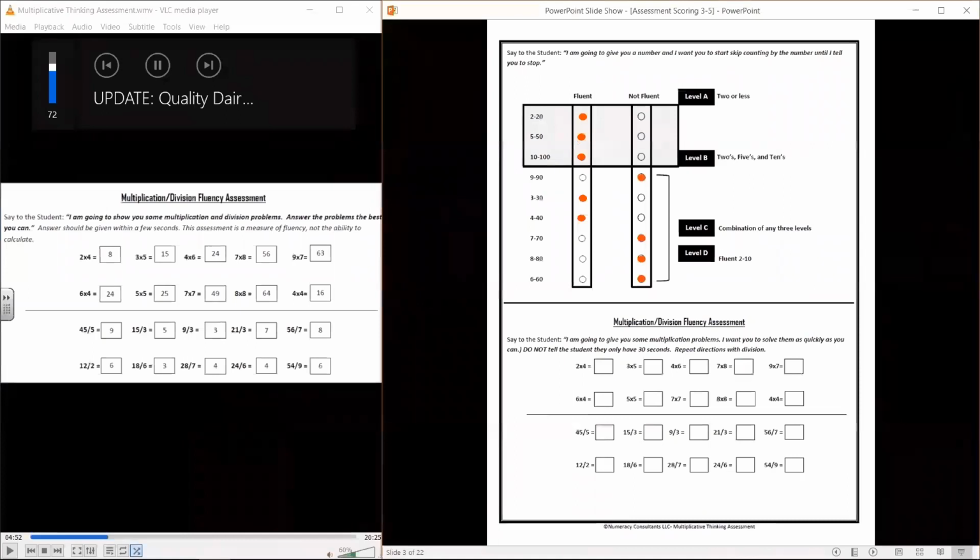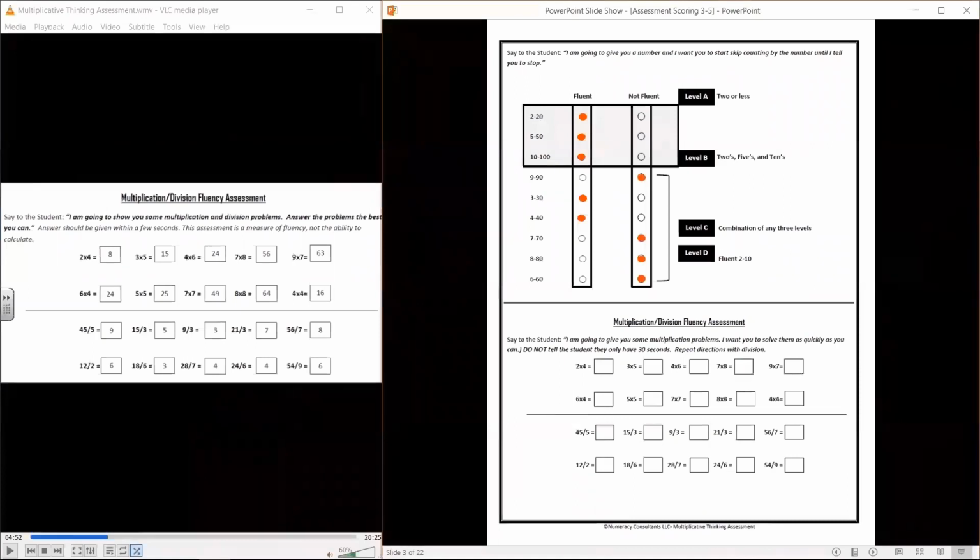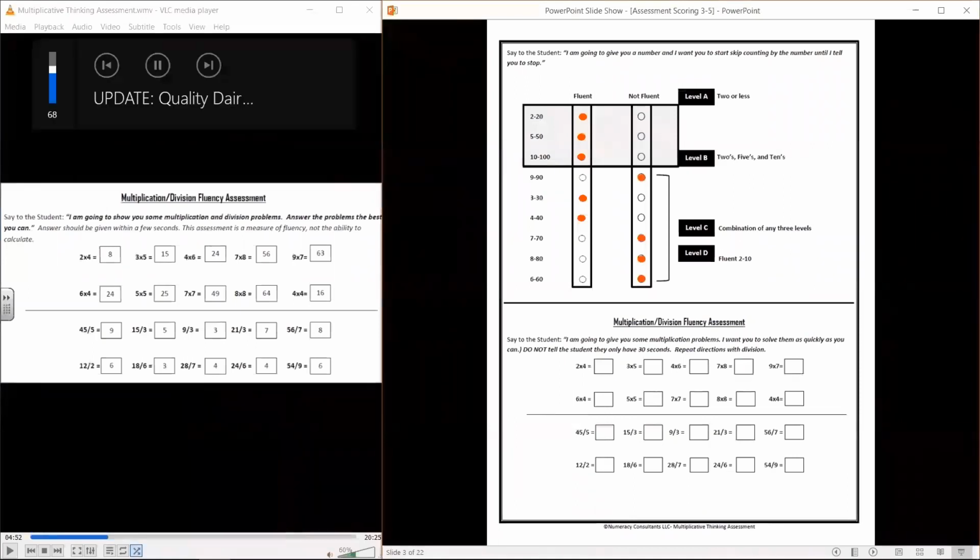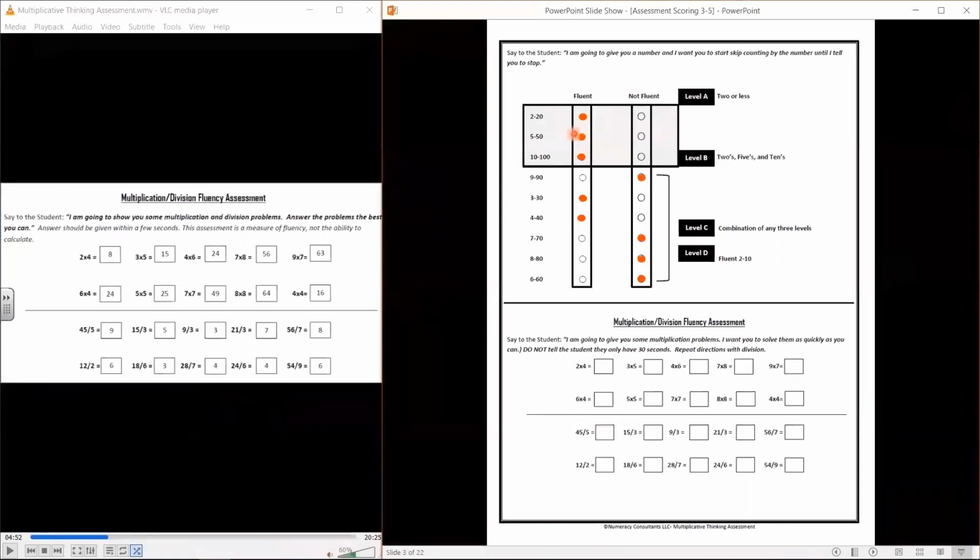We're not going to give the first part because we're trying to keep this webinar as close to 2.5 hours as possible. And this is actually a really time consuming part because they're actually skip counting for you. But the girl who we're about to score was able to do her 2s, 5s, and 10s. So if you take a look, if they have 2s, 5s, and 10s, they're considered to be a level B. If they only have 2 or less of those, they'd be a level A.